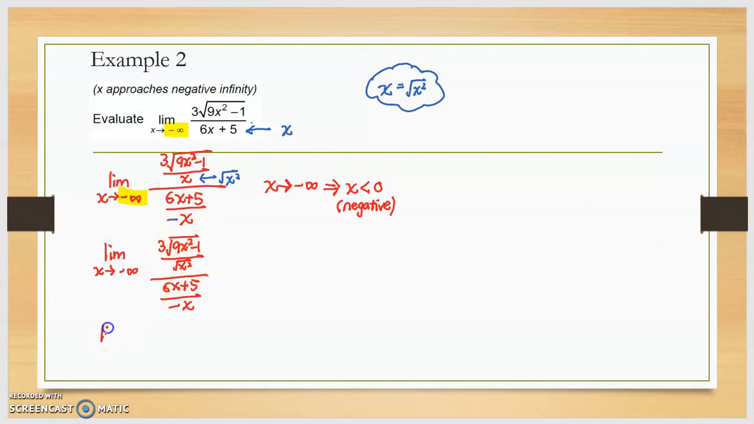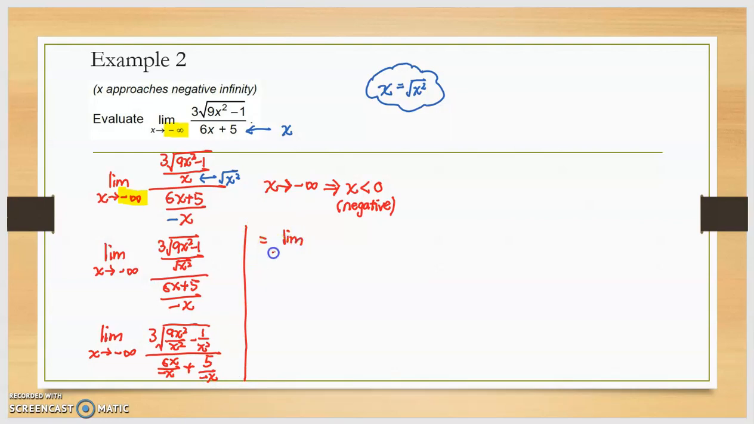So what I have here is the limit as x approaches negative infinity of 3 times, I put a big square root, 9x squared over x squared minus 1 over x squared. For the denominator, here is 6x over negative x plus 5 over negative x. Next, I try to simplify.